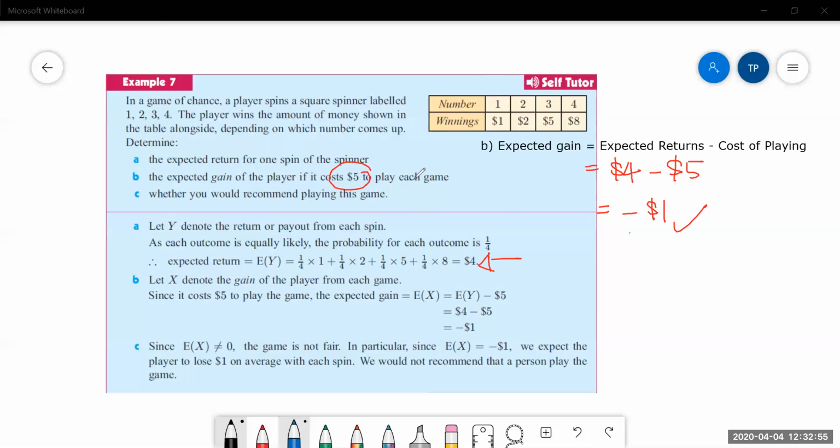No. That's why in part C they ask you, would you recommend playing this game? Of course not. You are expected to lose. Why would you want to play, right? So this is how you must explain. Since the expectation of X is less than zero, the game is not fair and it is a losing game to play. That's why we will not recommend it. So this is how we employ the concept of expectation in a fair game question.